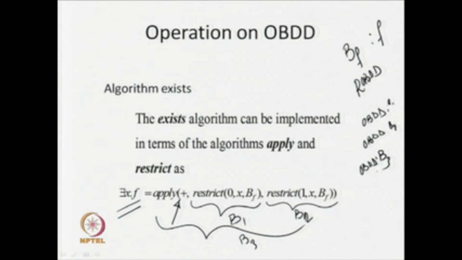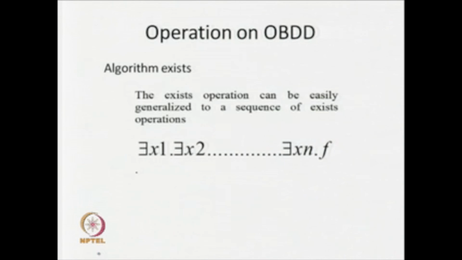Now, it may not be a reduced one. So, to the resultant BDD, I am going to use the reduce algorithm. So, eventually I am going to get the ROBDD. The order of the variables of this particular BDD is the same as the order of the BDD B f. So, this is the way that we can find out the restriction on some variable. So, this way we can find out the restriction of this particular given function f.